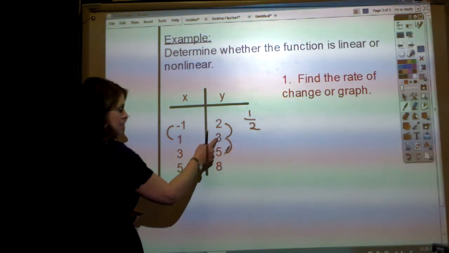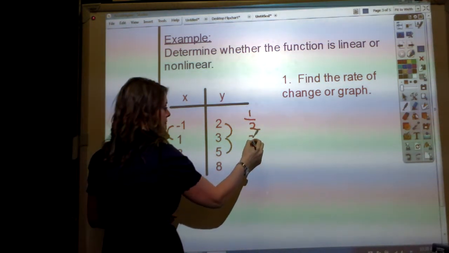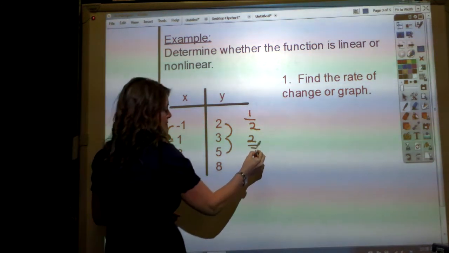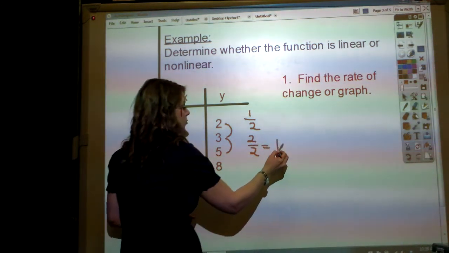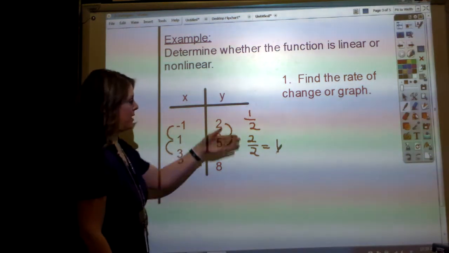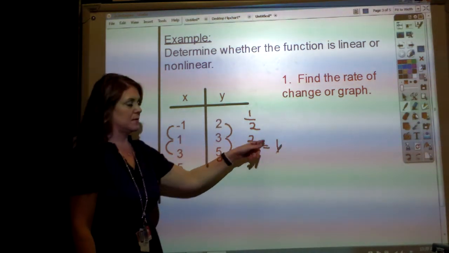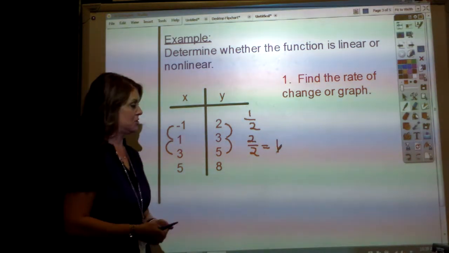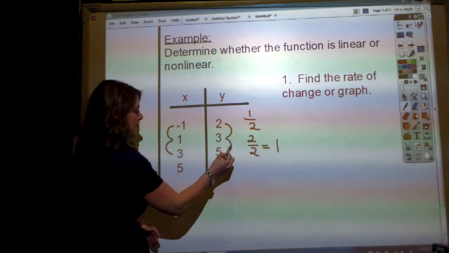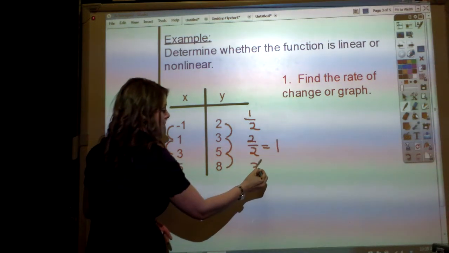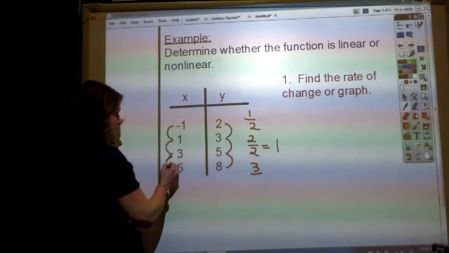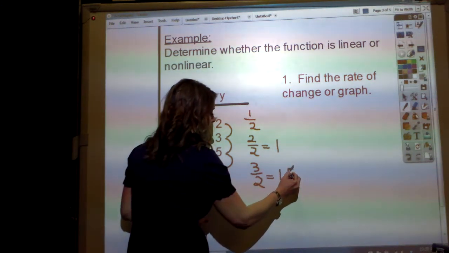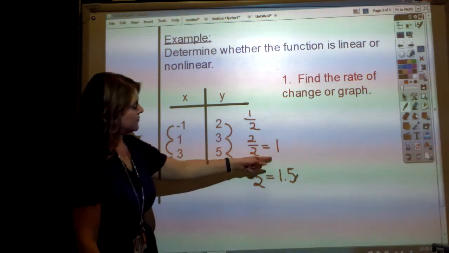In the next one, it's going up 2, and for the x's, it's going up 2. This will simplify to 1. So right off the bat, we had a rate of change of 1/2. Then it went up to a rate of change of 1. That's not a constant rate of change. We can do it again. In this case, we've got a change in y of 3 and a change in x of 2. That gives us 1.5. So our rate of change is different each time.